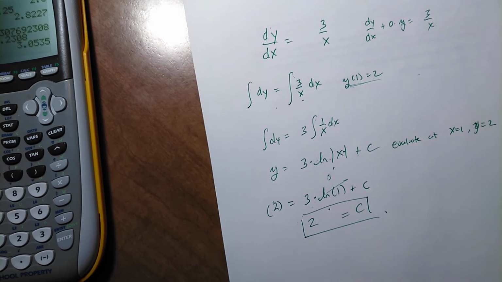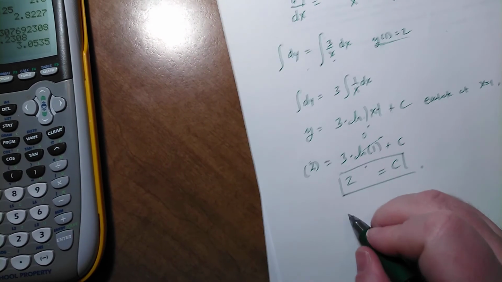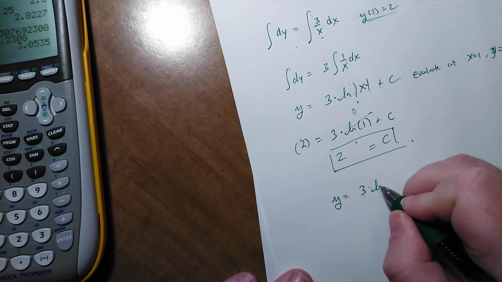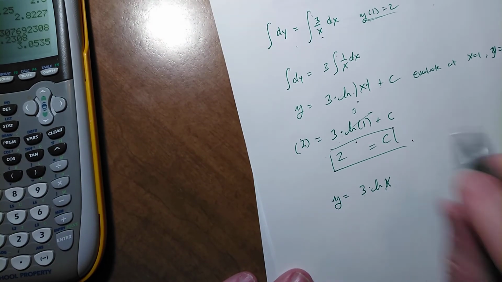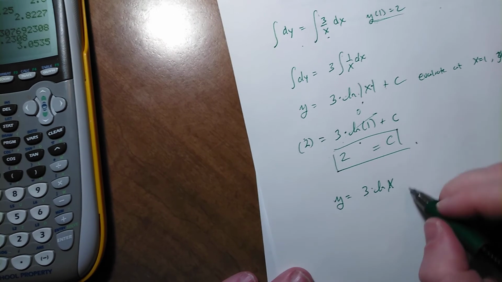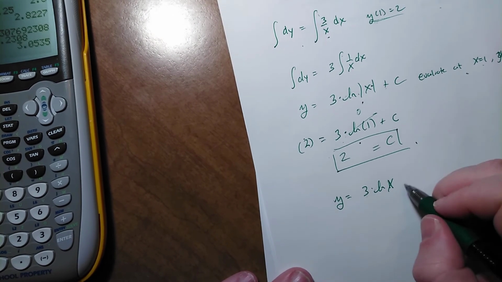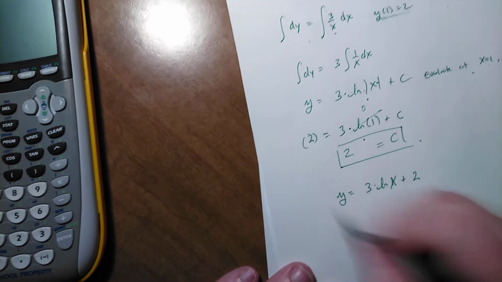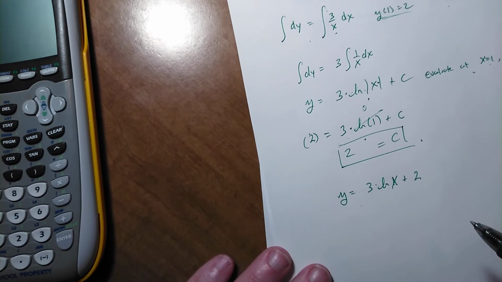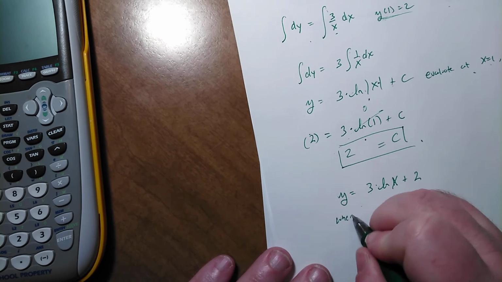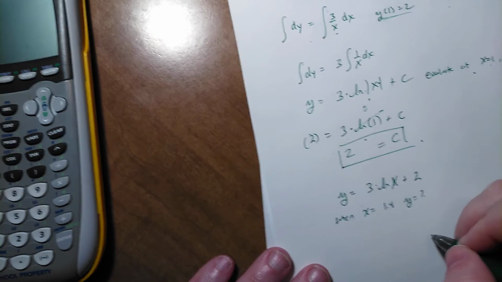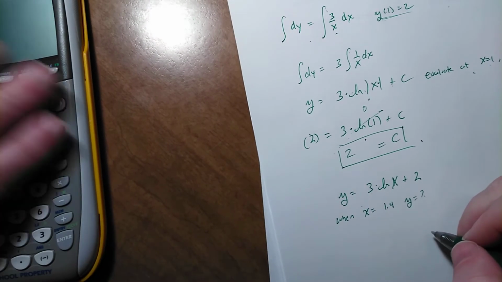Oh, that's lovely. So my function here is y equals 3 times the natural log of x. I'm not going to put the absolute values in because we really don't need them. We're dealing with positive stuff here. And plus 2 for my c. Okay, so there we go. They wanted to know when x was 1.4, what's y equal to?